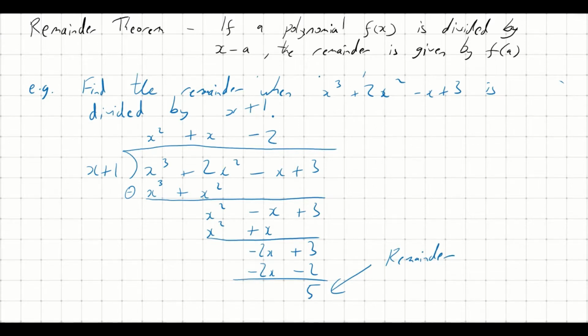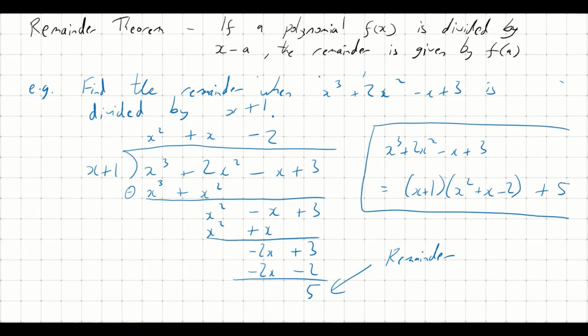Now, if we just want to work out the remainder, the polynomial division method is clearly much slower than using the remainder theorem. The one advantage of the polynomial division method is that by doing the actual division, we sort of see what the remainder means. What we get is that x cubed plus 2x squared minus x plus 3 is equal to x plus 1 multiplied by the thing on the top of our division, x squared plus x minus 2, plus our remainder. So that's what is actually going on in this question.